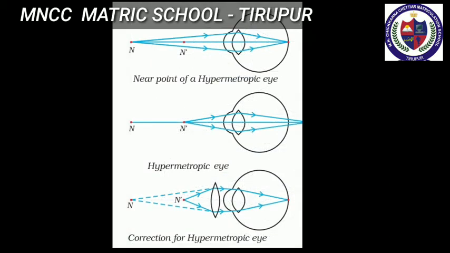Next we move to hypermetropia. Hypermetropia, also known as long sightedness, occurs due to the shortening of eyeball. With this defect, distant object can be seen clearly, but nearby object cannot be seen clearly. This defect can be corrected using a convex lens.